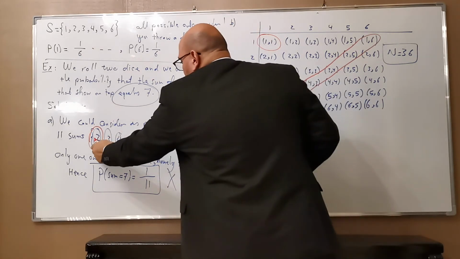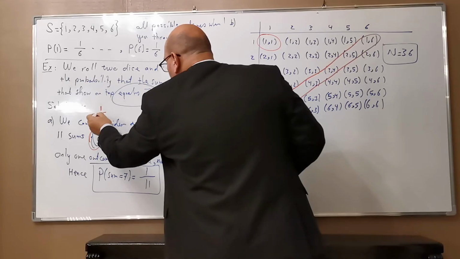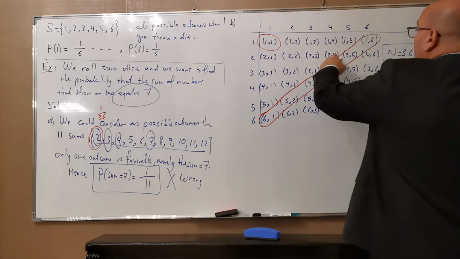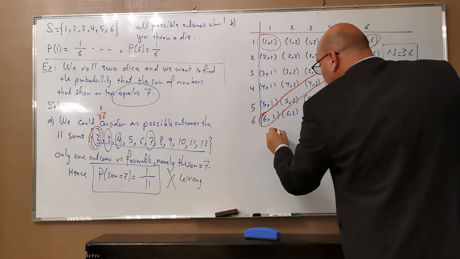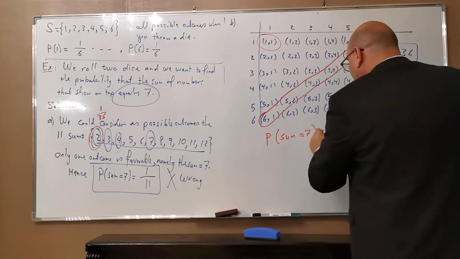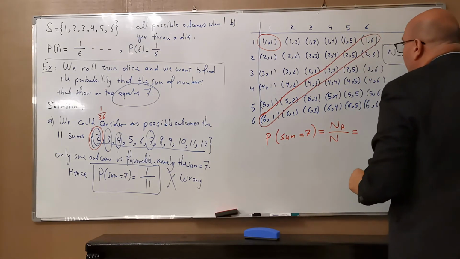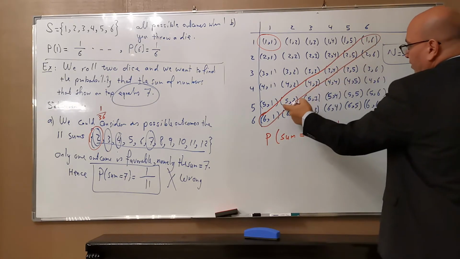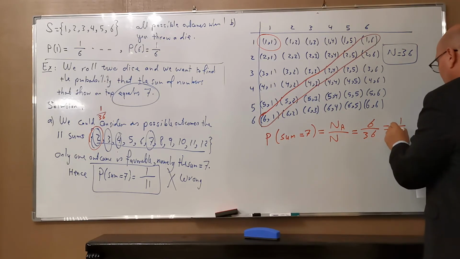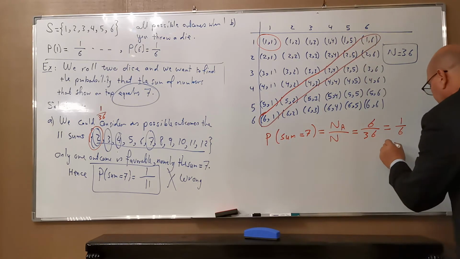So the probability of the sum to be equal to 2 is 1 over 36. But the probability of the sum equals 7 is equal to NA over N, and this equals 6 over 36, and this equals 1/6. Okay, so this is the correct answer.